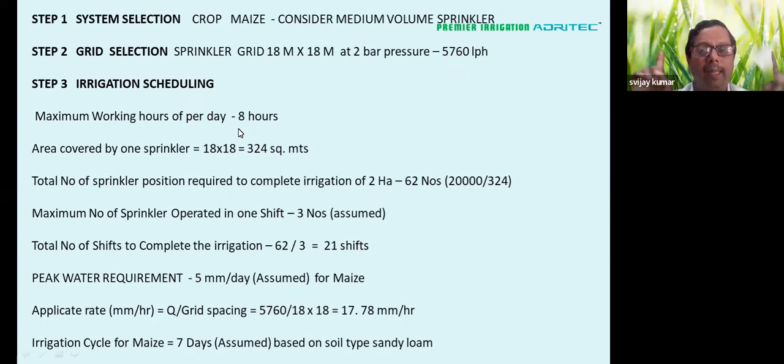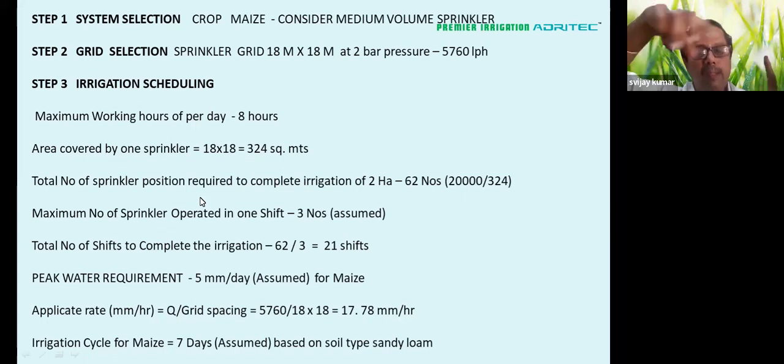So now if you look at the area covered by the sprinkler, you can do it in two ways. I am doing it in a very simple way, because ultimately it's going to be a square, though it throws in a circular fashion. The area is nothing but a square of 18 meters by 18 meters, which is around 324 square meters. So now you have to cover an area of 2 hectares, and each sprinkler is going to cover only 324 square meters. So how many positions will come? 20,000 square meters, which is 2 hectares, divided by the area covered by one sprinkler, 324.